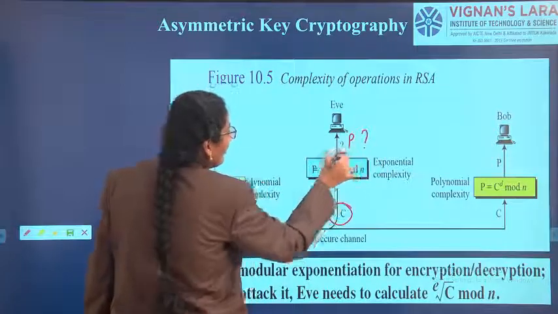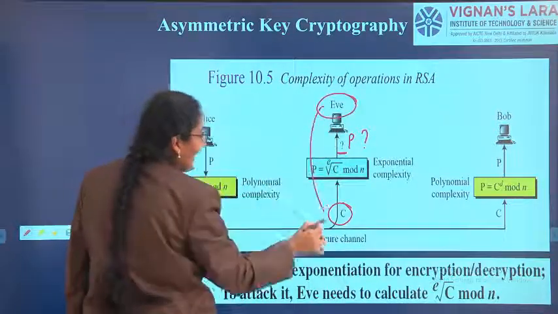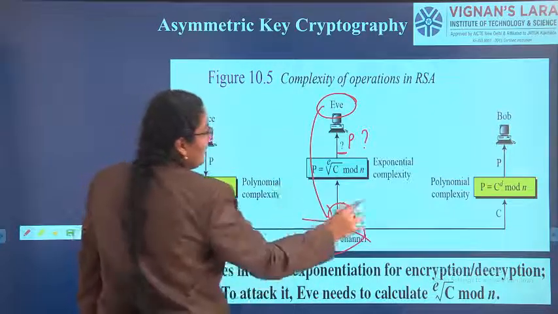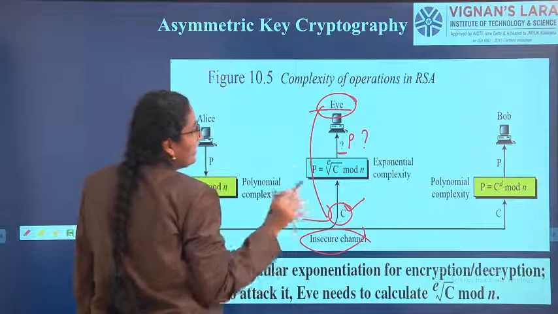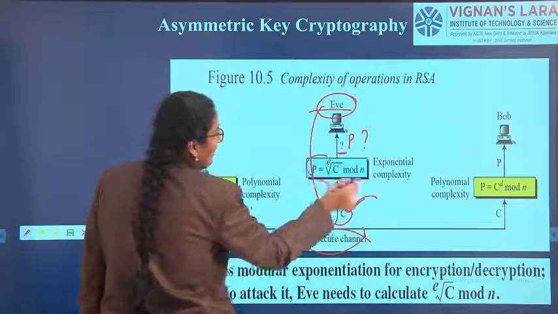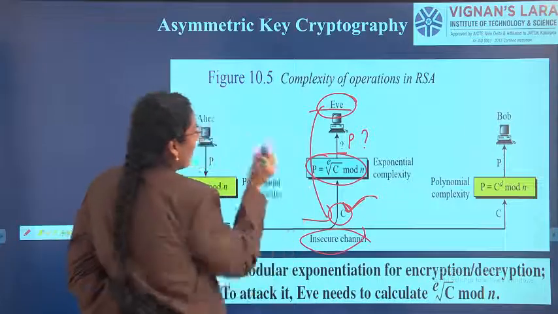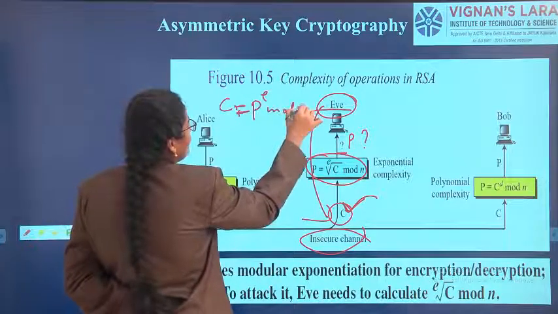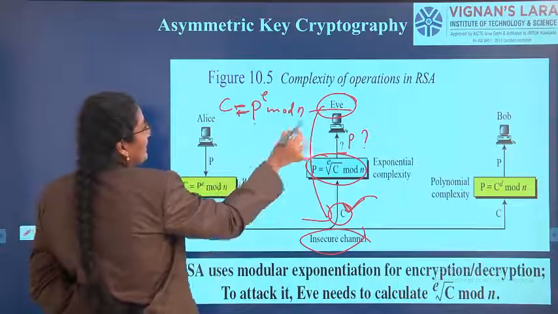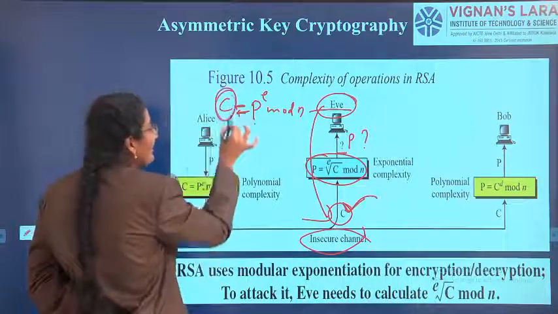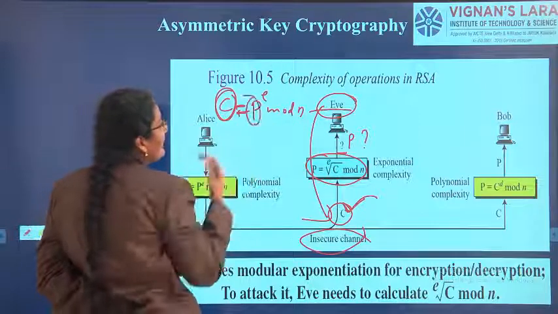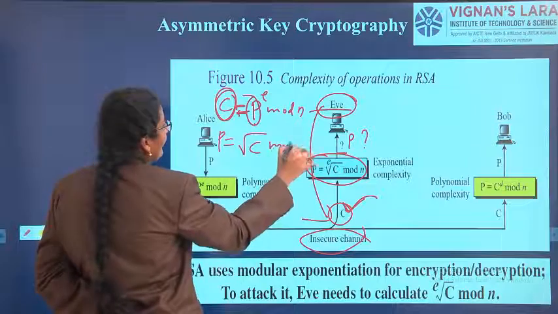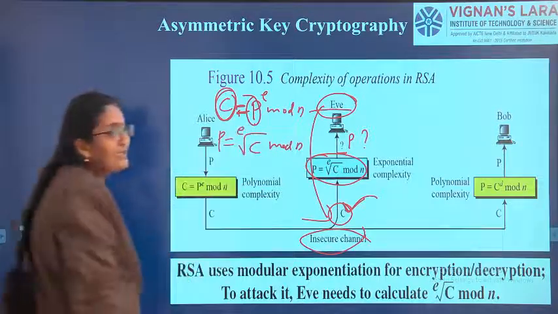See the question mark here. Eve is the attacker. He attacked the ciphertext because it is an insecure channel. Even then, he cannot do anything with the ciphertext. He wants to convert this ciphertext into plain text. For that conversion, what is the formula? Actually, we have C equal to P power E mod n. This is the formula. Now I have the C value, but I want the P value. Then how will this formula change? P equal to the E-th root of C mod n.